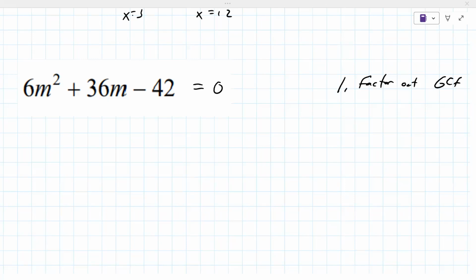How are you doing this one? Okay. So I got m equals 1, m equals -7. So m squared plus 6m minus 7, like that. You factor to m plus 7, m minus 1.